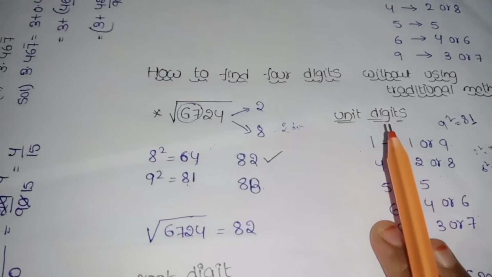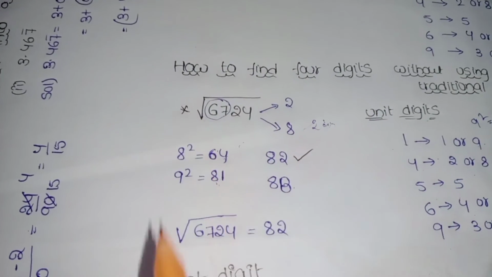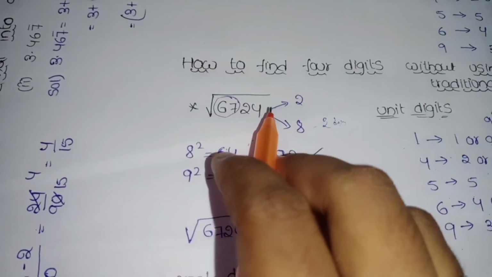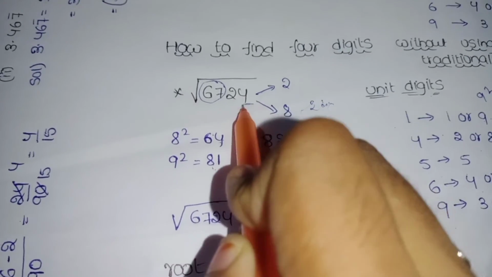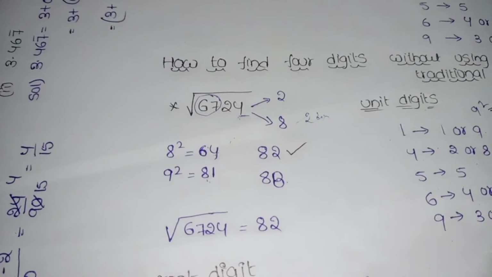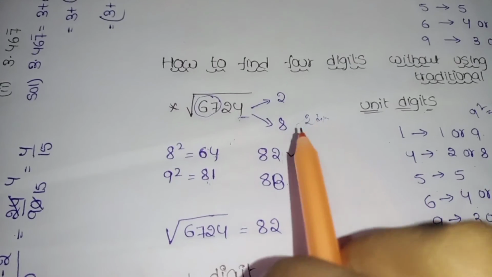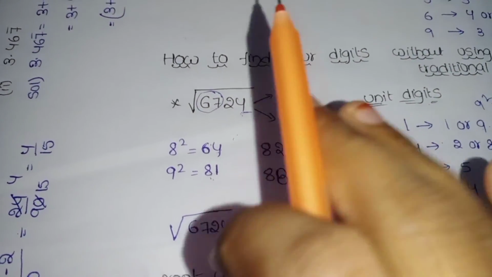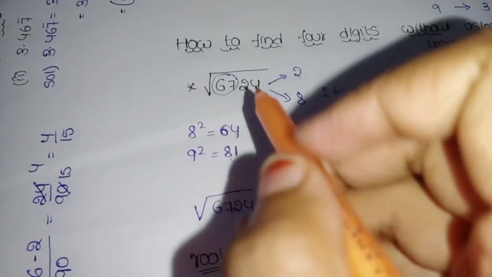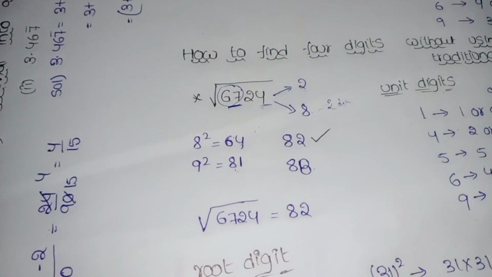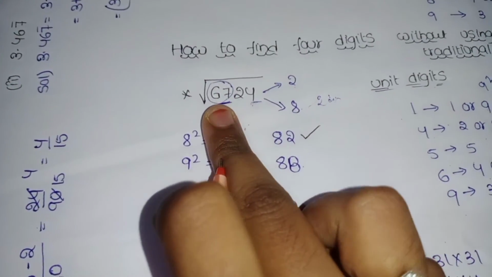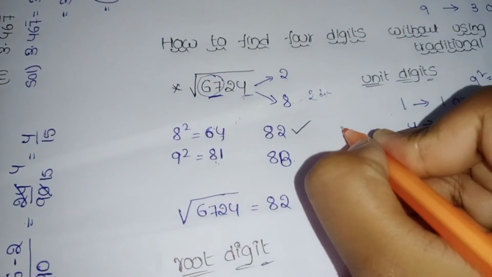Next, you have to see how to find it. First you have to see what the number is here. 4 has how many unit digits? 2 and 8. Okay. Next, first you have to check the 4-digit number. You have to see only the first 2 digits. Here we have to take 67.